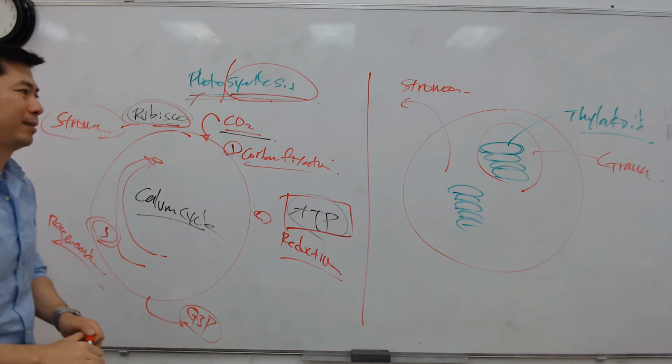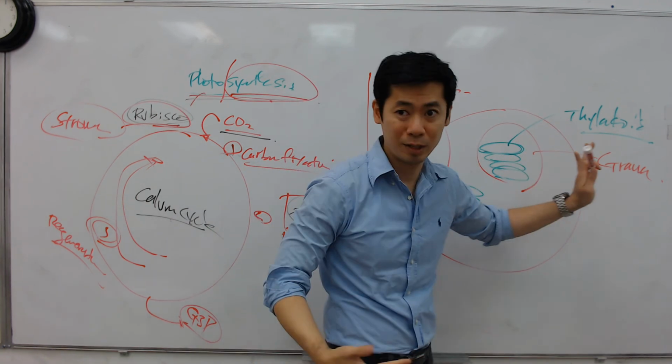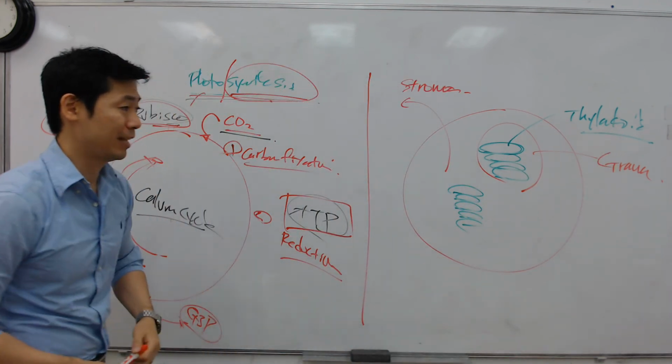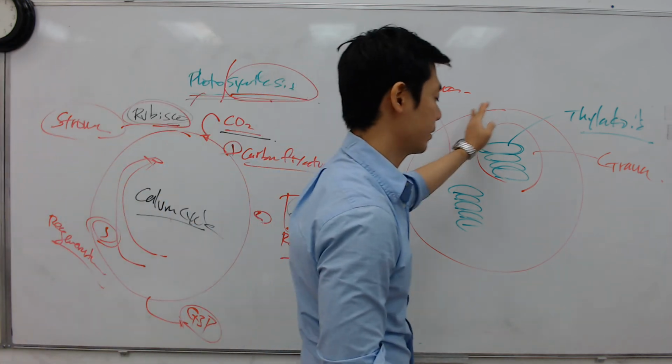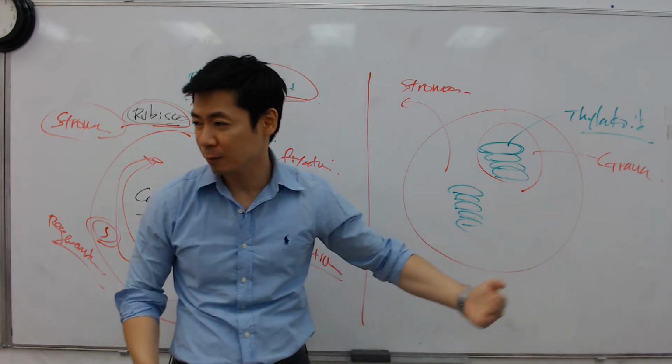Okay, and the other portion is the thylakoid, right? This is where they run what, guys? The light-dependent reaction. Okay, the thylakoid. That's in the chloroplast. They have their own DNA. They divide themselves.